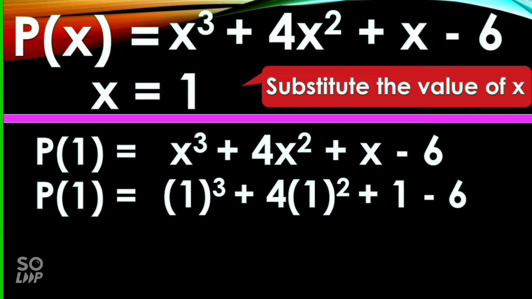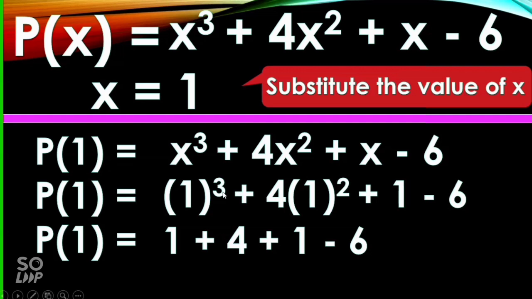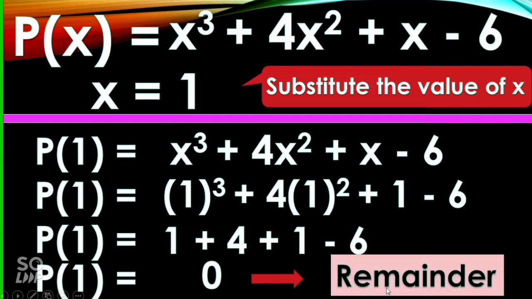Okay. So, now, p of 1 equals, okay, 1 cubed, meaning, tatlong beses nating ita-times yung 1. So, 1 times 1 times 1 equals 1. Plus, 4 times 1 squared. So, dalawang beses nating ita-times ang 1. 1 times 1 is 1. So, 4 times 1 equals 4 plus 1 minus 6. Next, simplify. 1 plus 4 is 5 plus 1 equals 6. Then, 6 minus 6 equals 0. So, our p of 1 is equal to 0. So, ibig sabihin, ang remainder is 0.